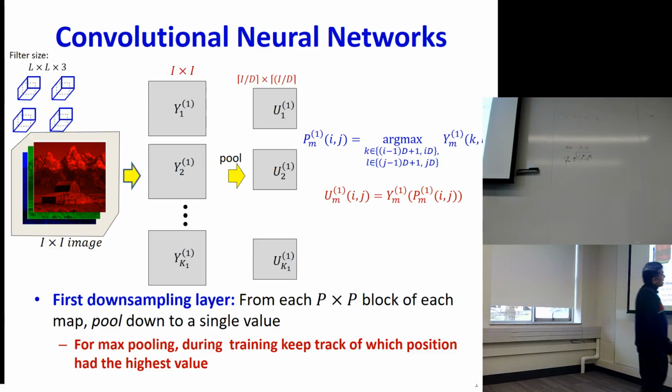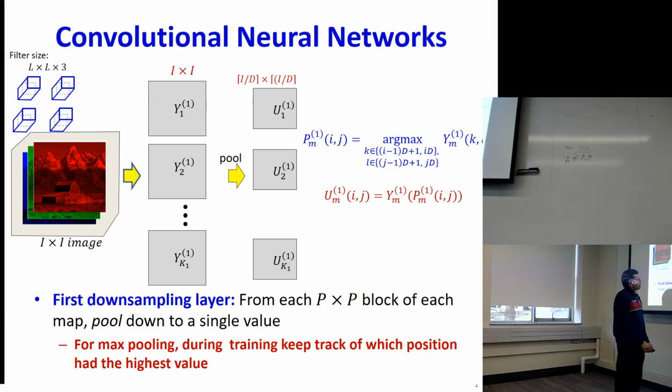Now, this operation is a 2-step operation. First, within each max pooling block, you find the position of the largest value, right? So you observe that each element over here is looking at a small region over here.